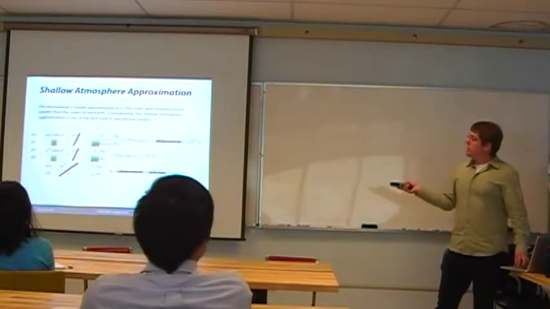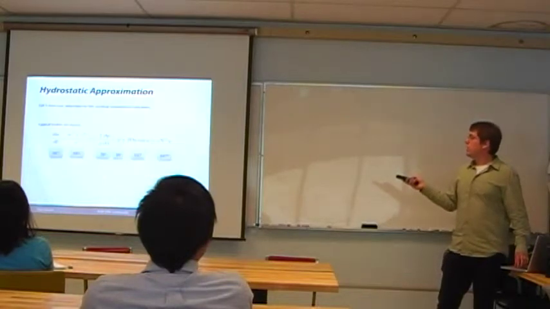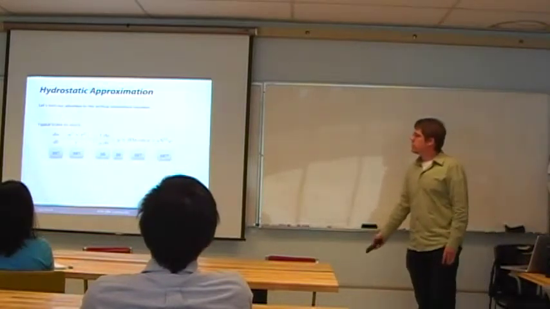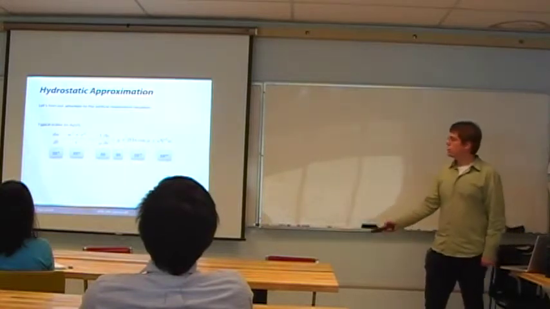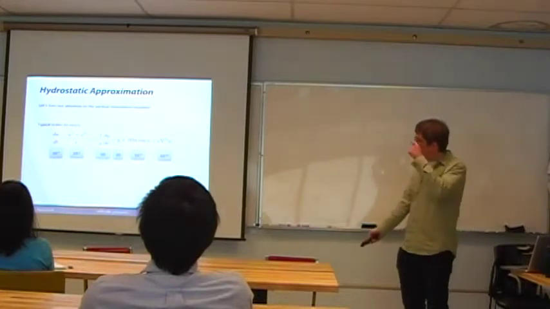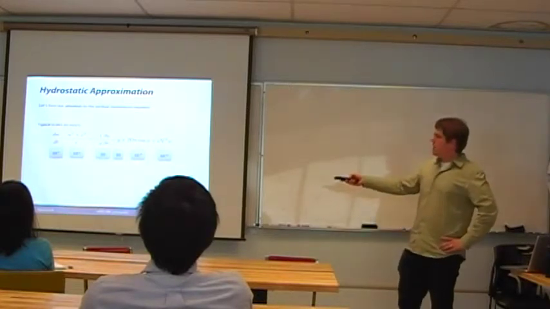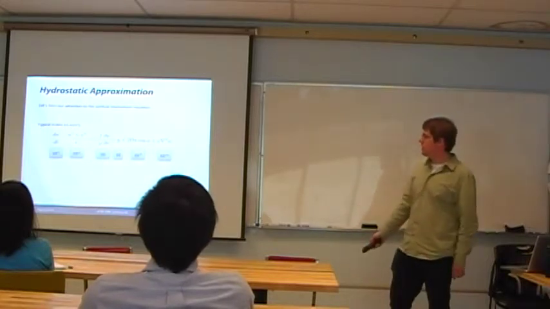So the shallow atmosphere approximation is one of the first used. The Euler equation approximation is always used. And the final one I'm going to talk about is the hydrostatic approximation. If we turn our attention now to the vertical momentum equation that we described and write down the typical scales associated with each of the individual terms, we can write them out as approximations in terms of meters per second squared associated with each term.